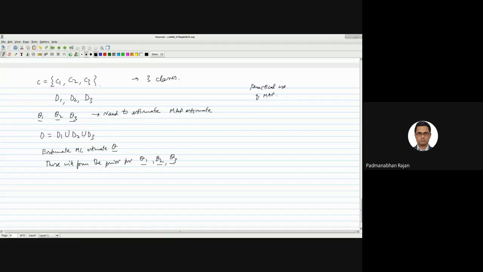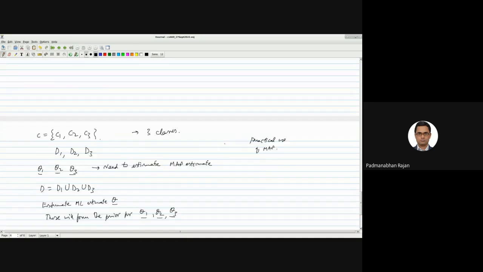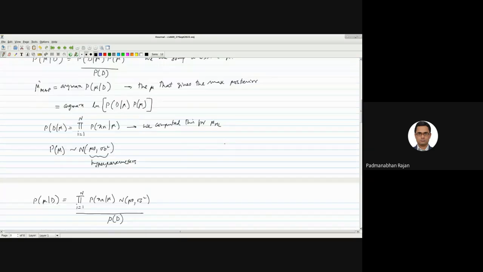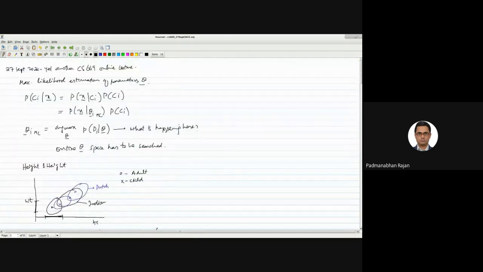So when you do it like this, you will have more data. Suppose you have only 100 examples in each class in the training data. When you pool the data like this, you will have 300 examples, and so you have more data. When you estimate the maximum likelihood estimates with more data, you will get a better estimate. And once you get the ML estimates, you can consider those ML estimates as the hyperparameters for the individual MAP estimates, and that is what you're doing here. Okay, yeah, so that is all.